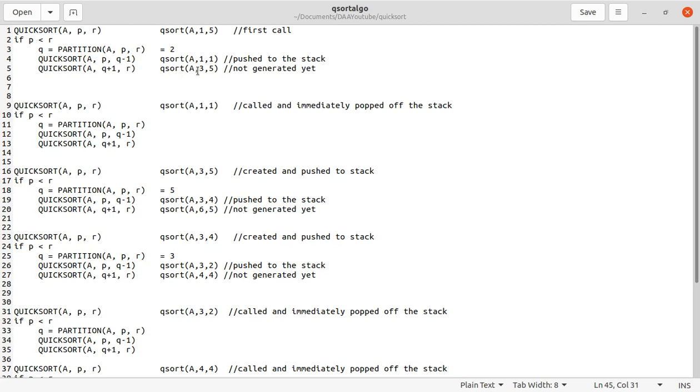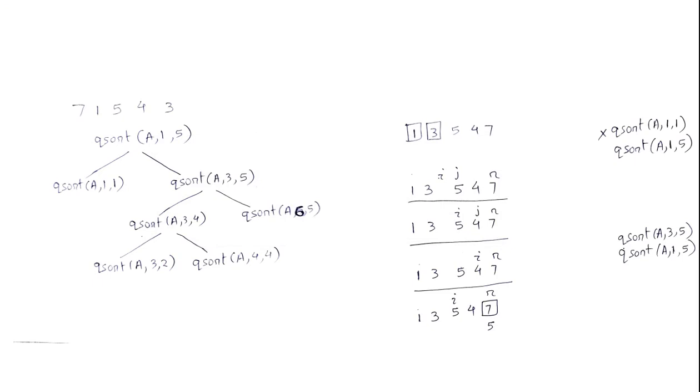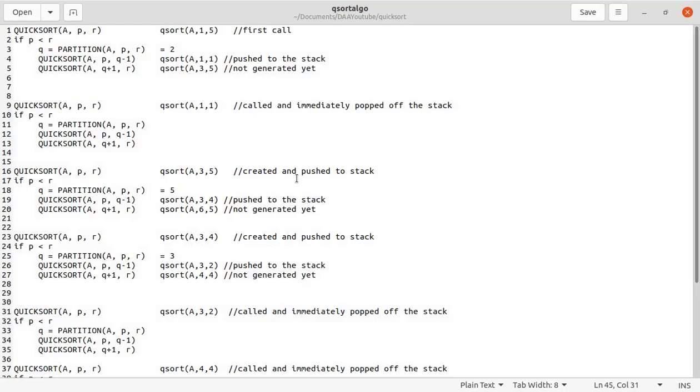So now this is qsort A35. So now this will be pushed, called and pushed onto the stack. Now see this, qsort A15, then qsort A35 is pushed onto the stack. So here you see this one is popped off, which I have indicated by placing this cross mark. Now qsort A35 is pushed onto the stack. It is already there. So A35 is pushed onto that. Now 3 less than 5, so the partition algorithm will be called because the condition is satisfied.